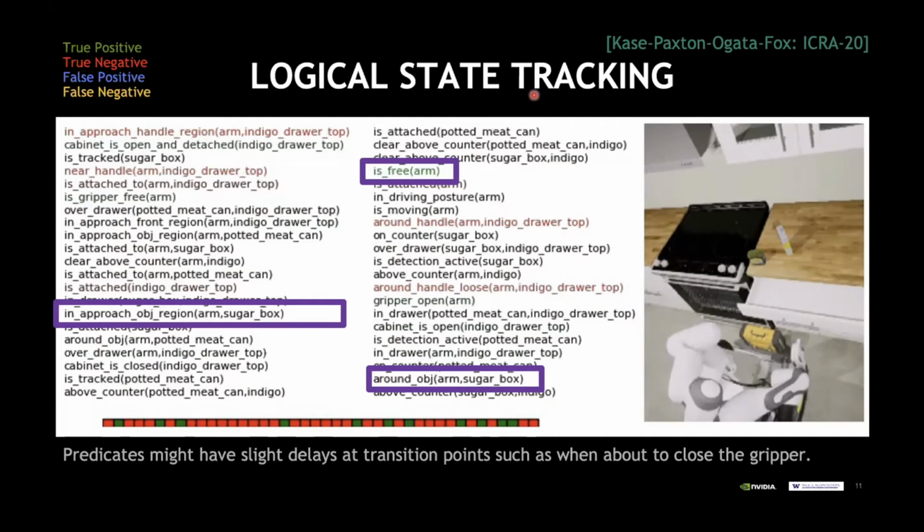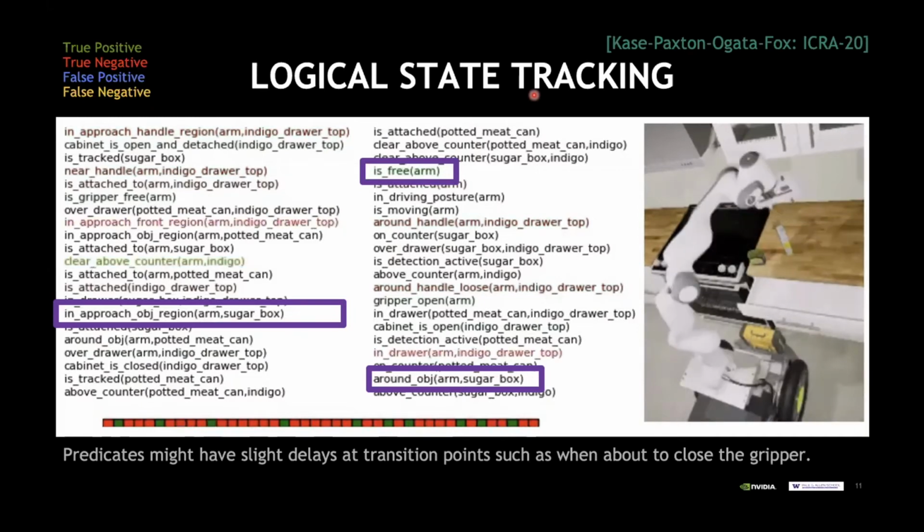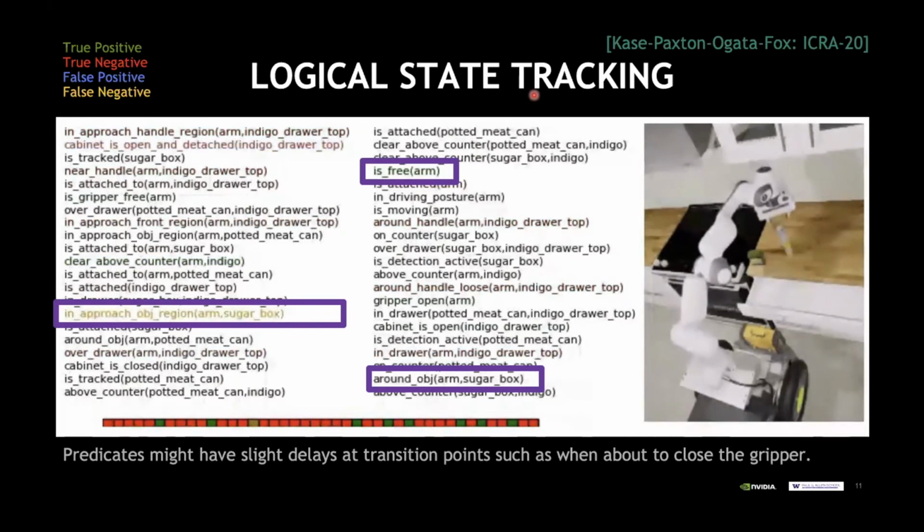So all of these are now being estimated in real time by the perception system. As you can see here, as the robot is executing, if you pay attention to the left one, the in-approach object region, as the robot gets close, it turned green, which means it switched from false to being true. That automatically triggered then the next action of the robot, which means going down to the sugar box.